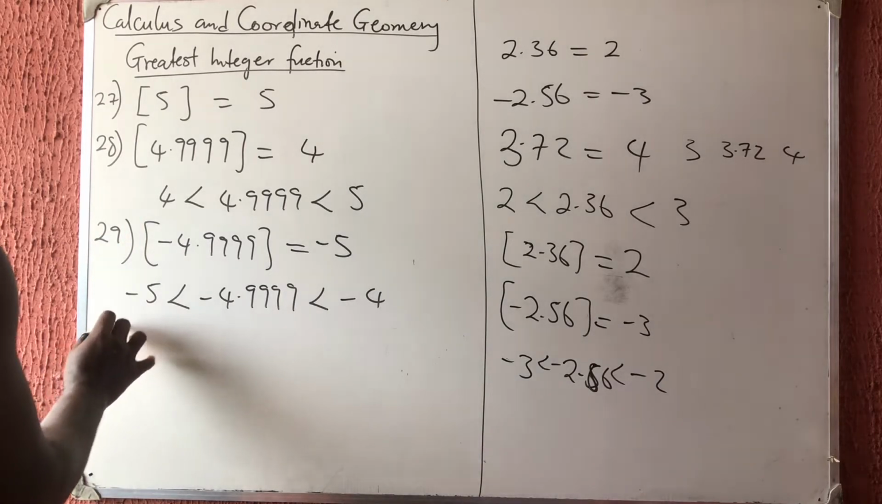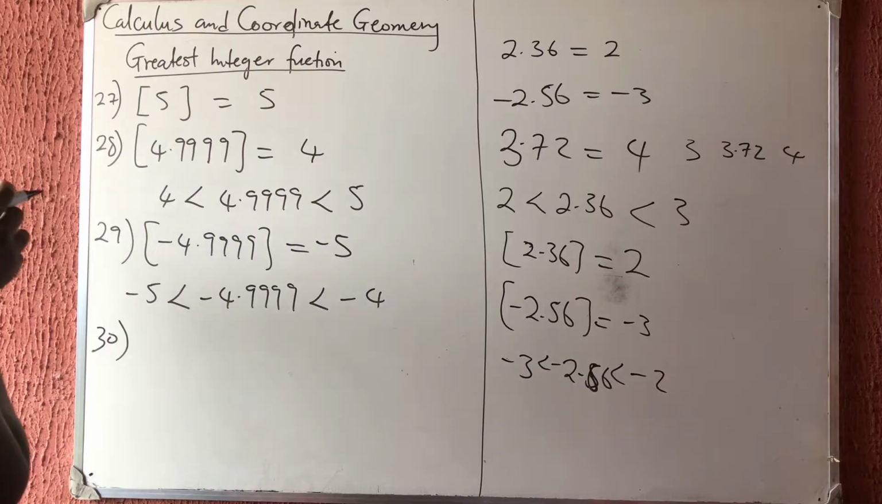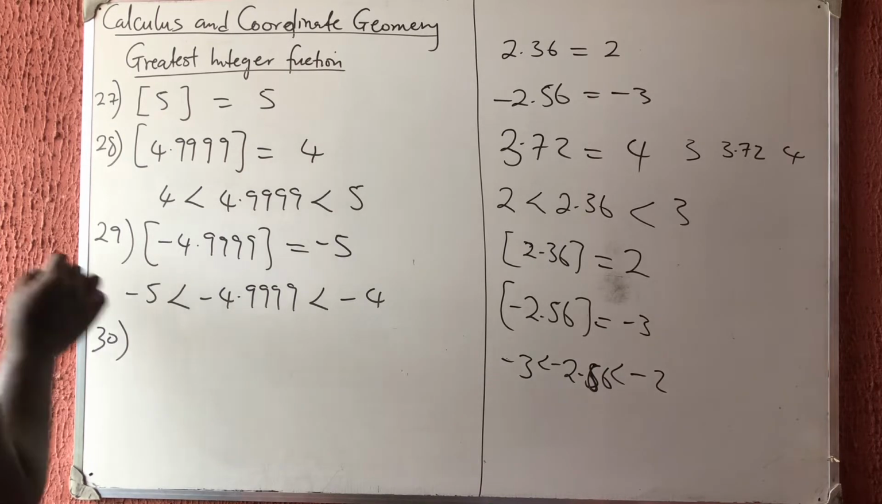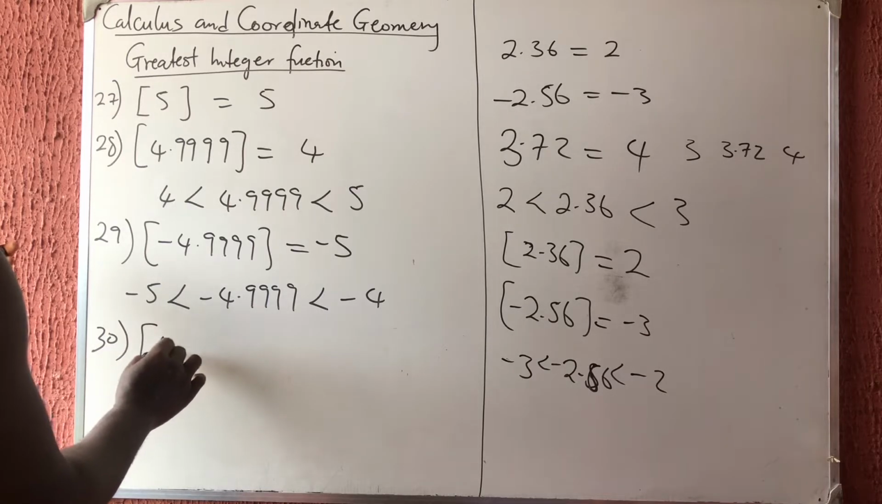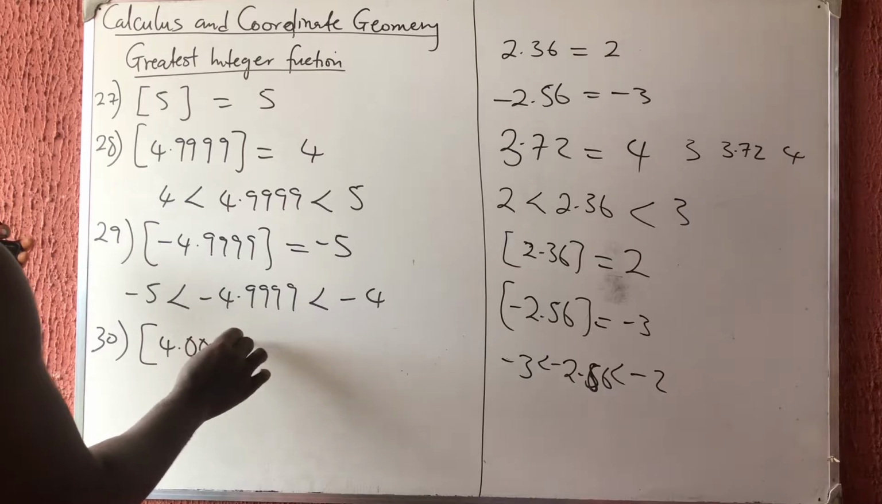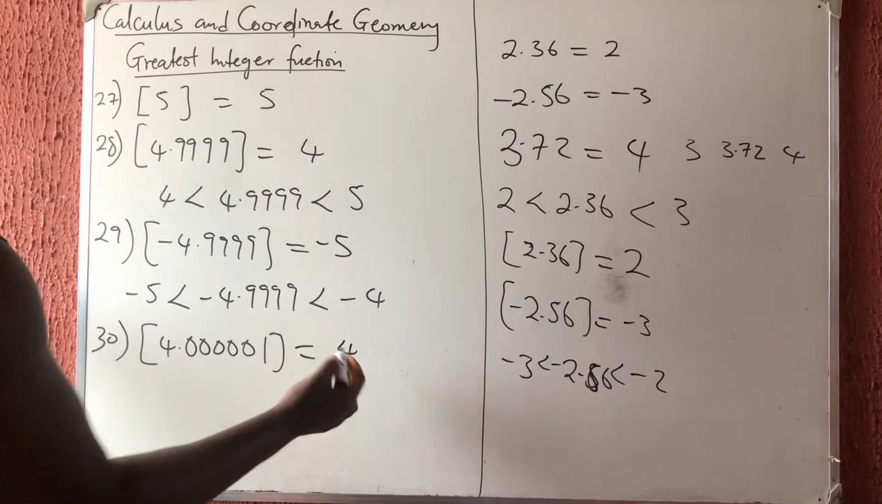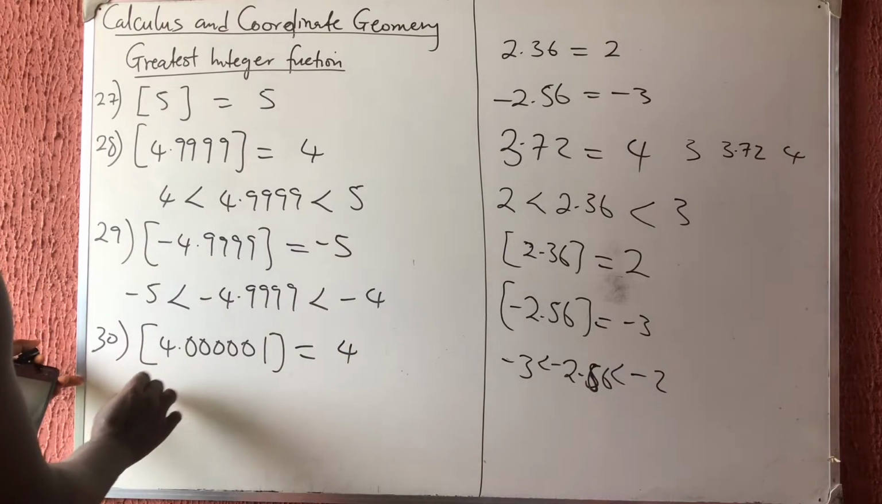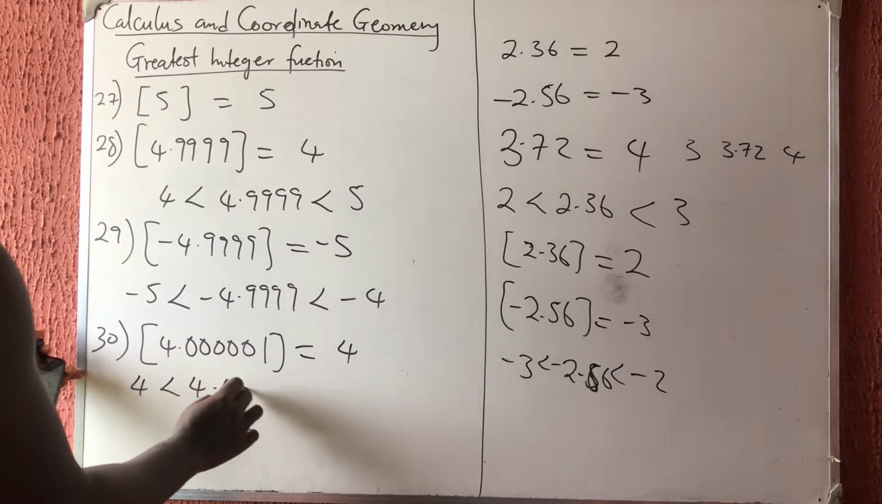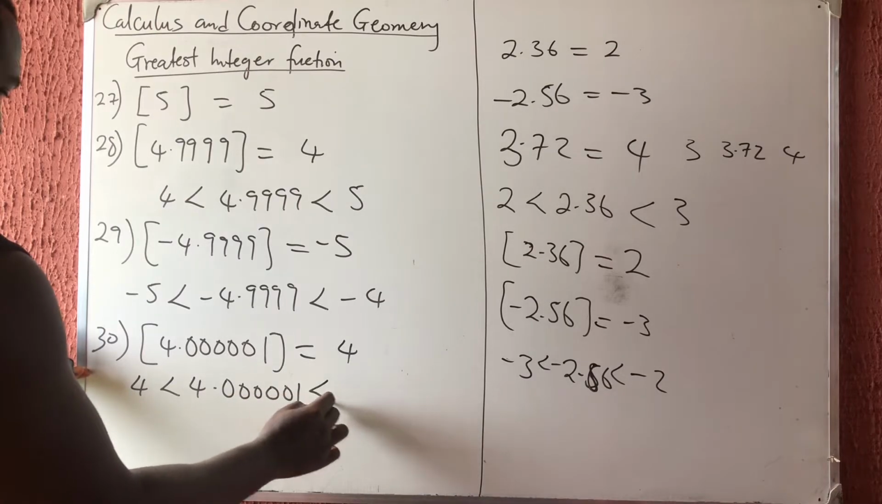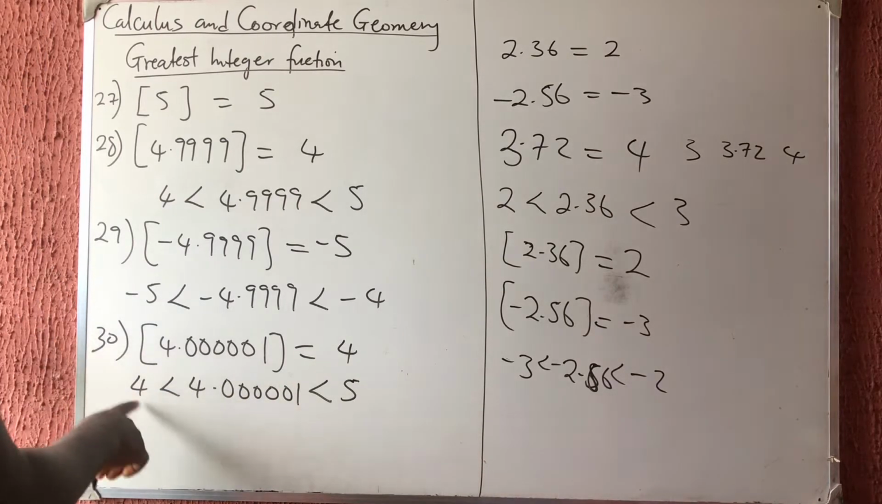So question number 30 said, the greatest integer function of 4.000001. Okay, now this is a positive number. My answer is simply 4. How did I get the 4? You should know that 4 is less than 4.000001, which is less than what? 5. We are taking the one on the left.